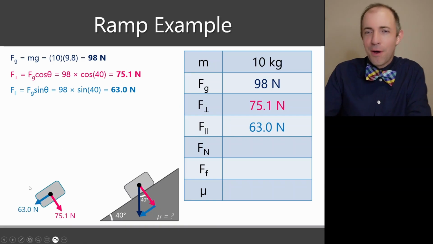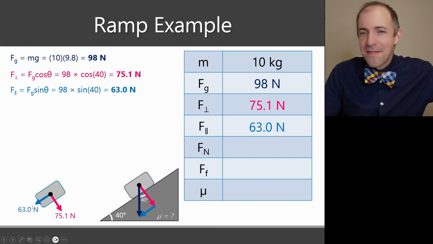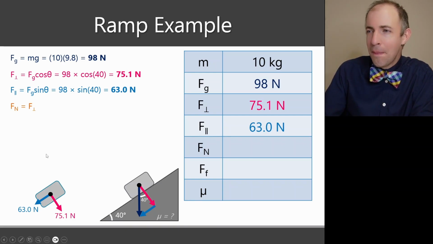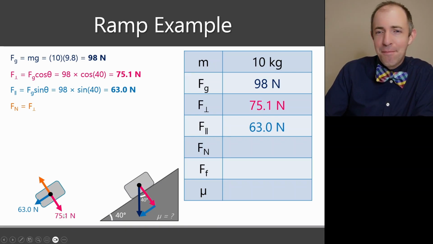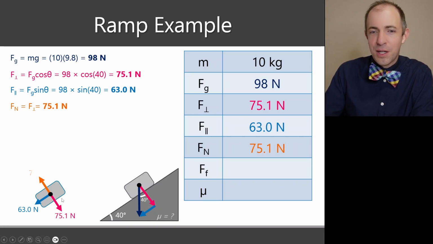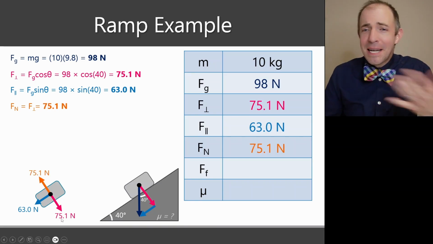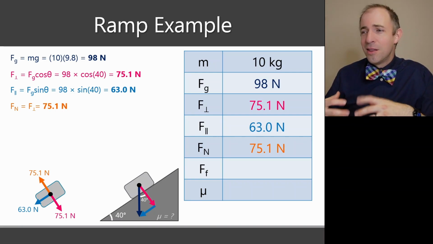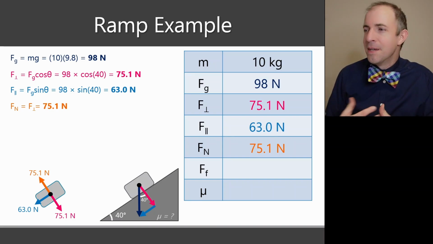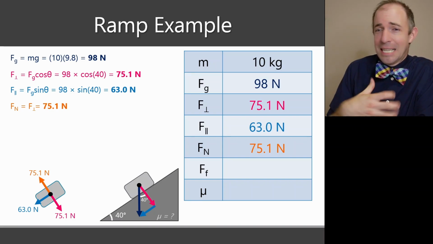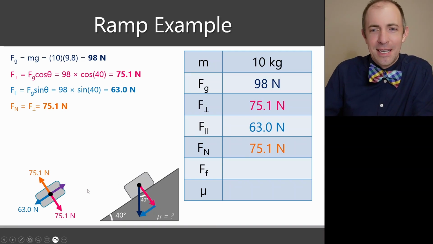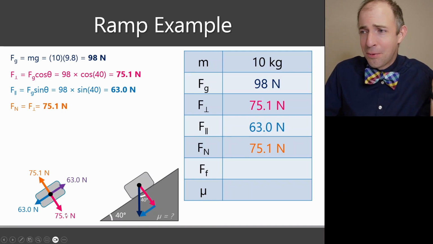Now, I have put both of those on a separate free body diagram where I have ignored Fg entirely. Because of this, it's easier for me to see where Fn is going to show up. Fn is just opposite of perpendicular. So if F perpendicular was 75.1, so is Fn. That's also going to be 75.1 going in that direction. And that makes sense. This object is not accelerating up off of the ramp or into the ramp. That needs to be in equilibrium, at least in that direction. In this case, this object is also in equilibrium in the parallel direction, which means Ff going opposite the parallel force should also be 63.0.